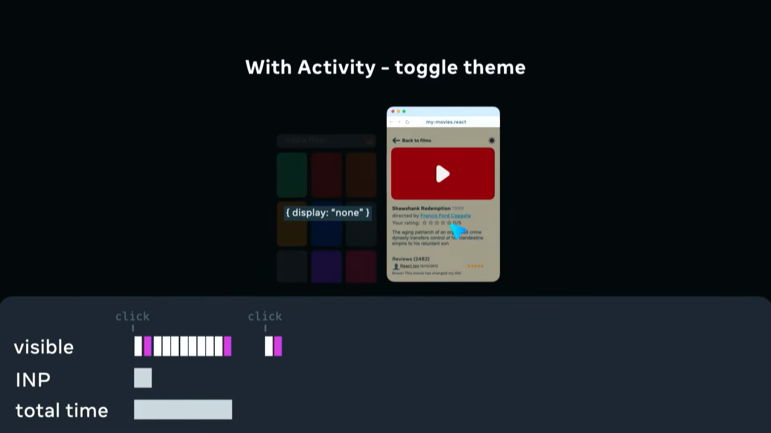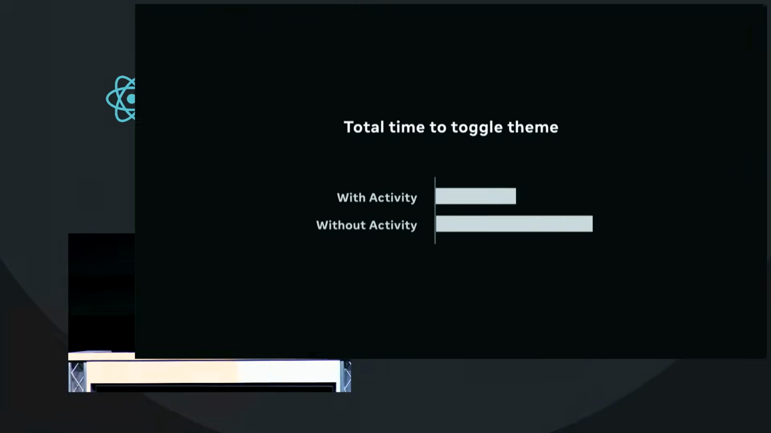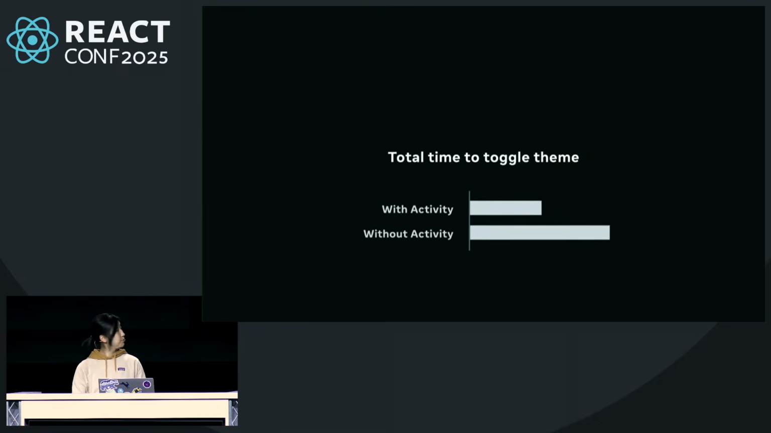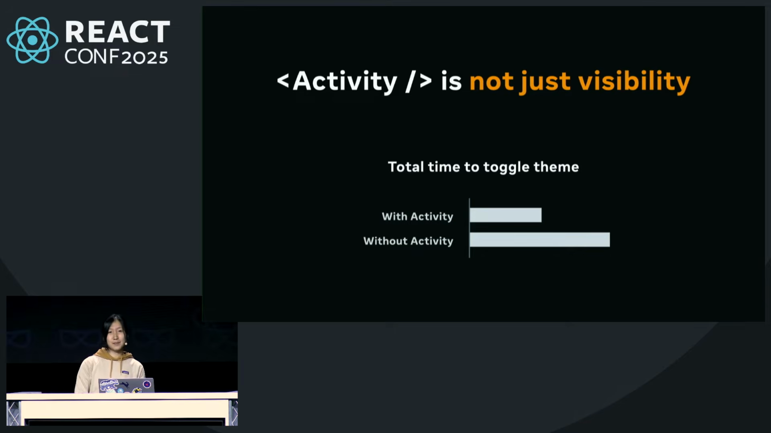So if we look at the performance of this interaction, INP stays low, and the total time to paint a theme toggle is also much faster. If I were to compare the Activity version of my app with the original one, it's much faster now. So Activity is not just about visibility. It's a lot more than that.